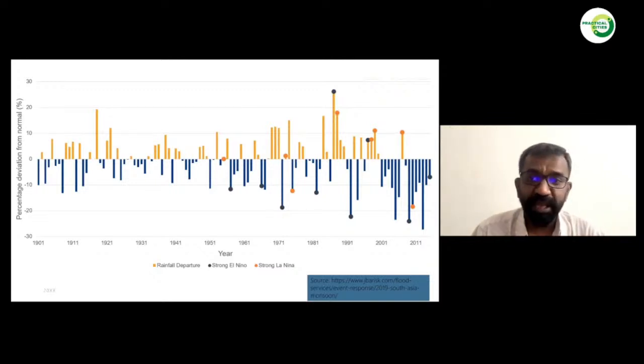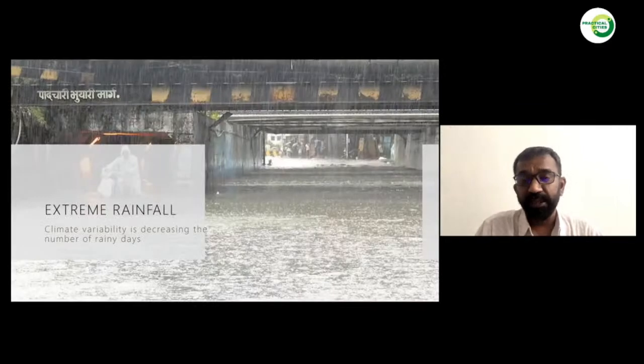And one of the key trends is because of the strong El Nino effect and also the La Nina effect, and also the impact of climate change and also the impact of urban terrain and urban systems. So what we are currently seeing as a part of the climate variability and changes is a decrease in the number of rainy days.